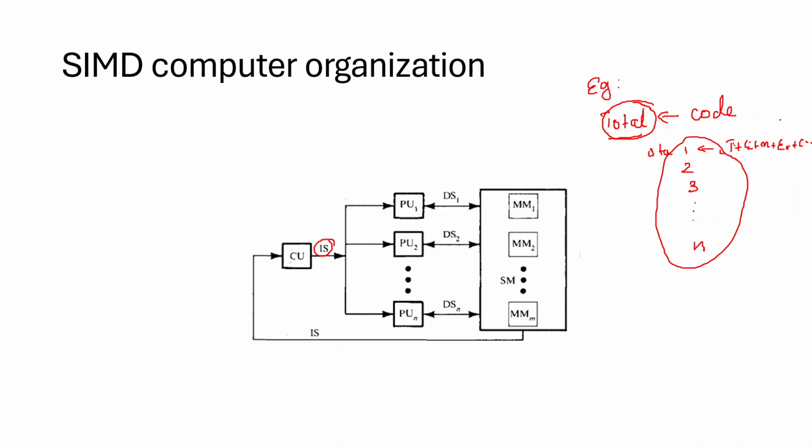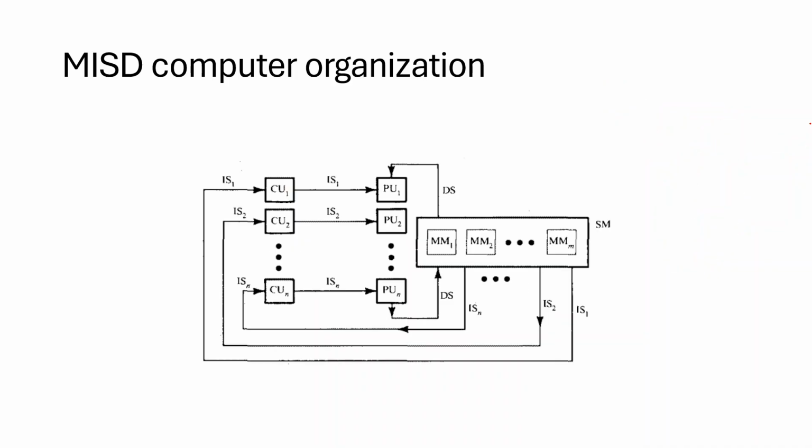So this single instruction set is decoded by the control unit and broadcast. As we have a single instruction set, one control unit is enough. The next technique is MISD, multiple instruction, single data. So I have different programs, but they operate on the same data.